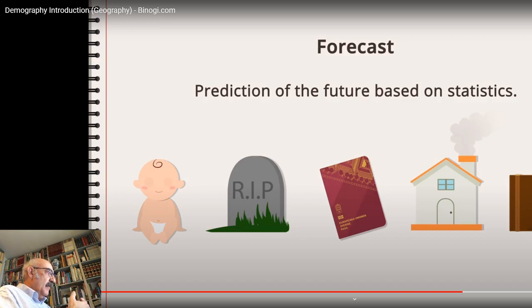Okay, every day on TV we can see a man or a woman forecasting the weather, el hombre del tiempo. They are making predictions based on science.